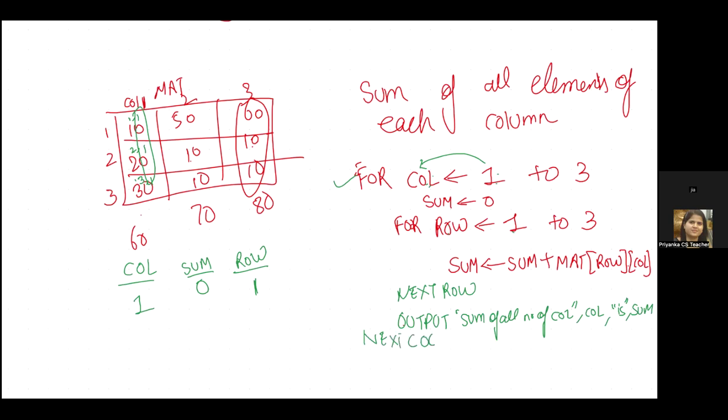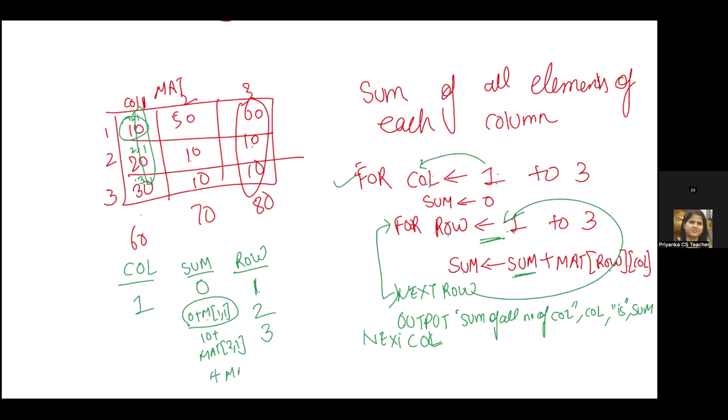col. So we are in the innermost loop. Row is 1. Sum equal to sum plus, that means 0 plus mat. Instead of mat, I am writing m only. Row comma col. So what is row? 1 comma 1 means we are taking this value. After that, next row is 2. Sum equal to sum plus, last time you had this value in sum, which is 10. You are adding mat of 2 comma 1, because the row number is 2. Then row becomes 3, so you are adding mat 3 comma 1.